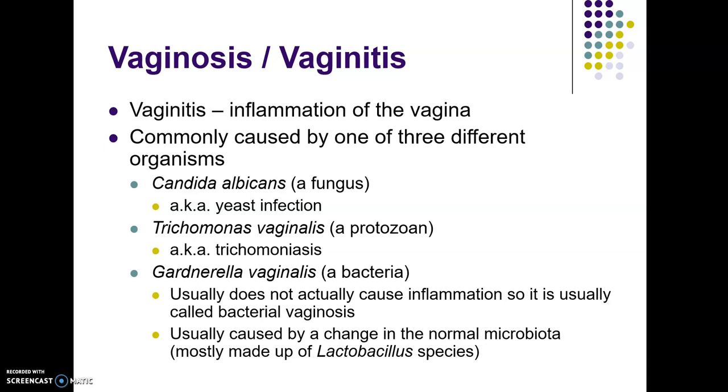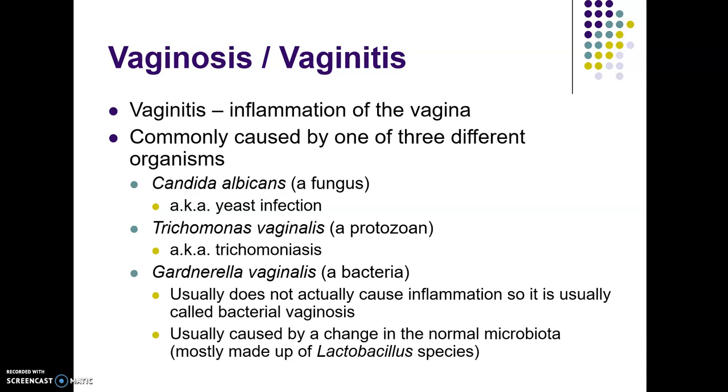The bacterial form of this disease is usually caused by a change in the normal microbiota, which is mostly made up of lactobacillus. So lactobacillus is the good bacteria that live within the vagina, and if there is a change due to use of antibiotics or use of certain soaps or detergents, that kind of stuff, that can actually kill off the lactobacillus. And when the lactobacillus is gone, that's when the Gardnerella can kind of move in and cause an infection. Sometimes, again, the infection does not include inflammation, but sometimes it does.